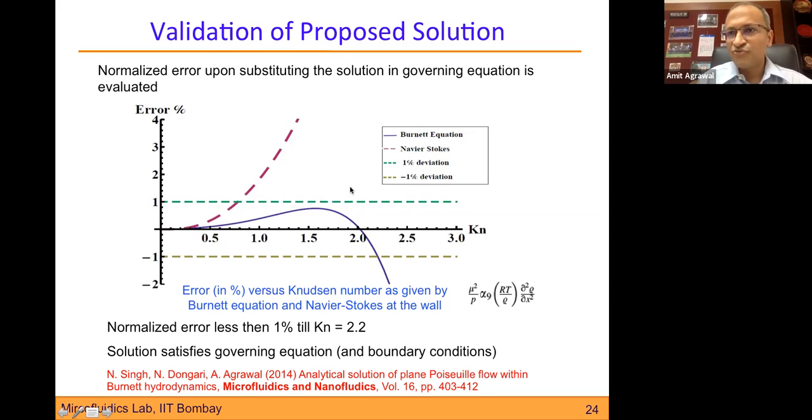We say that we allow for a 1% normalized error to be okay, because we know that we are throwing away certain terms, so it's always going to be an approximate solution, but this is a very good approximation because it is within 1% that it is satisfying the governing equation. That's what we are able to show here. You can see that the solution I showed in the previous slide is satisfying the Burnett equation up to a Knudsen number of around 2.2, which is well within the transition regime.